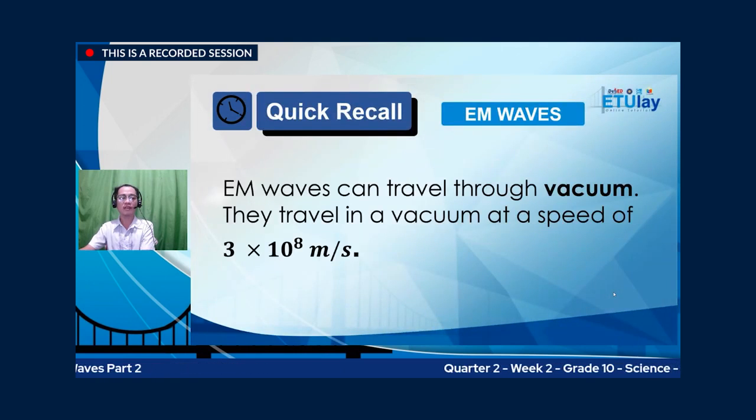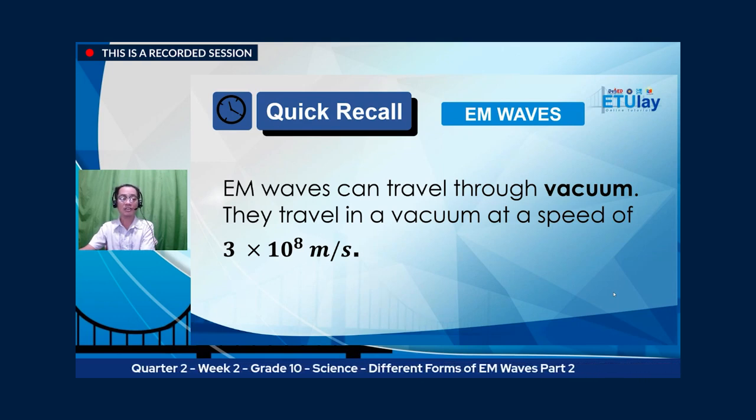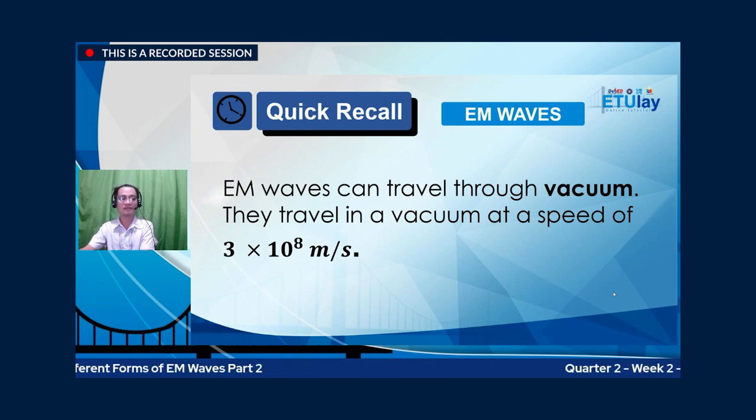Next, electromagnetic waves can travel through vacuum. They travel in a vacuum at a speed of 3 times 10 to the 8 meters per second. Ibig sabihin, 300 million meters per second.